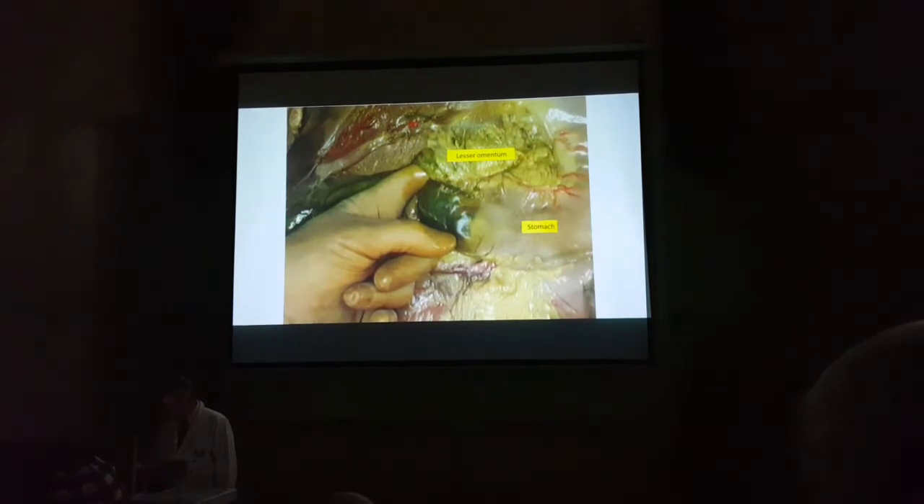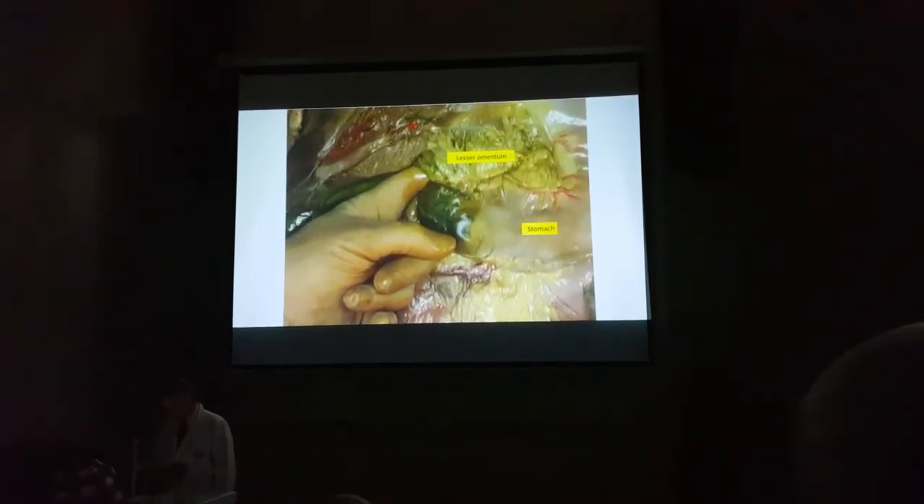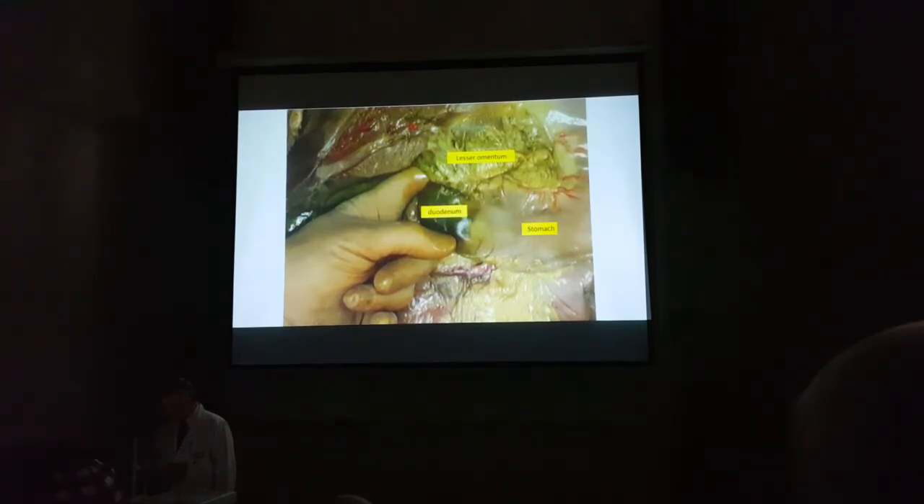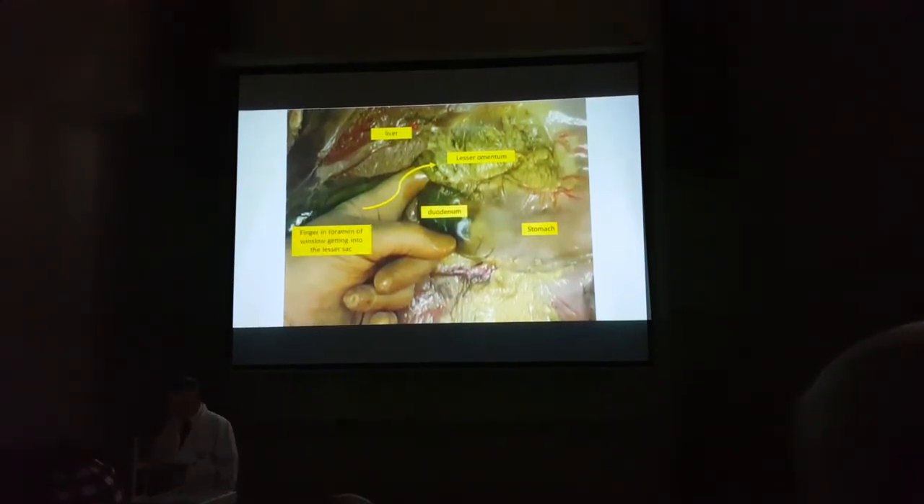This is the stomach. This is the duodenum. You know why it's green, dark green? Because it contains bile. This is the liver. And this person is passing the finger from the greater sac into the lesser sac, which is posterior to the stomach.